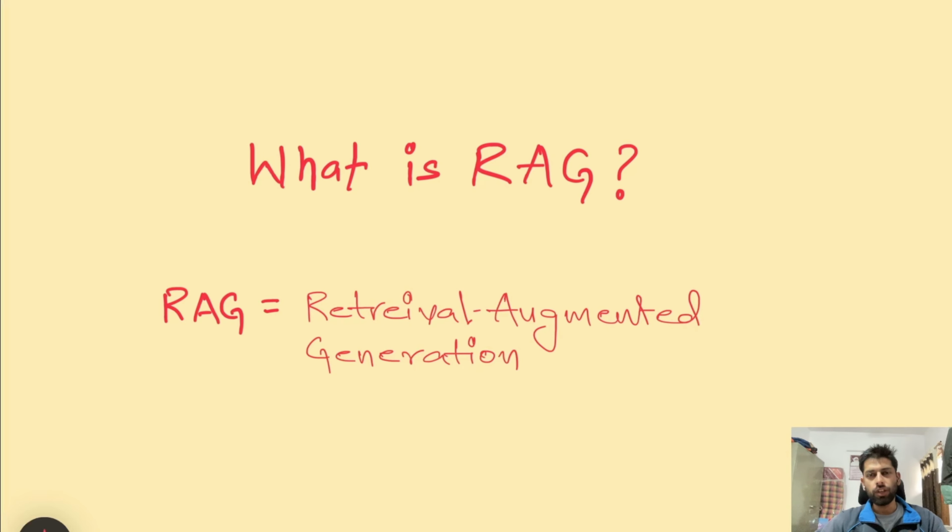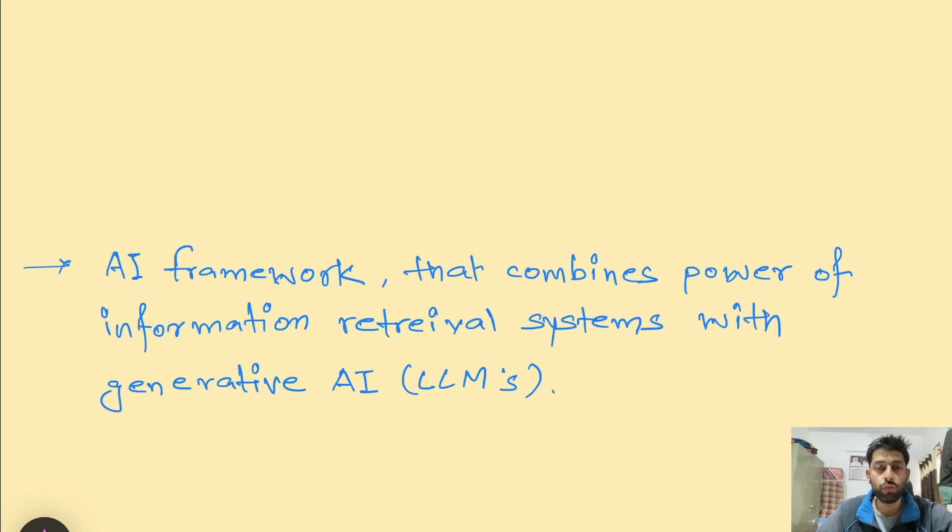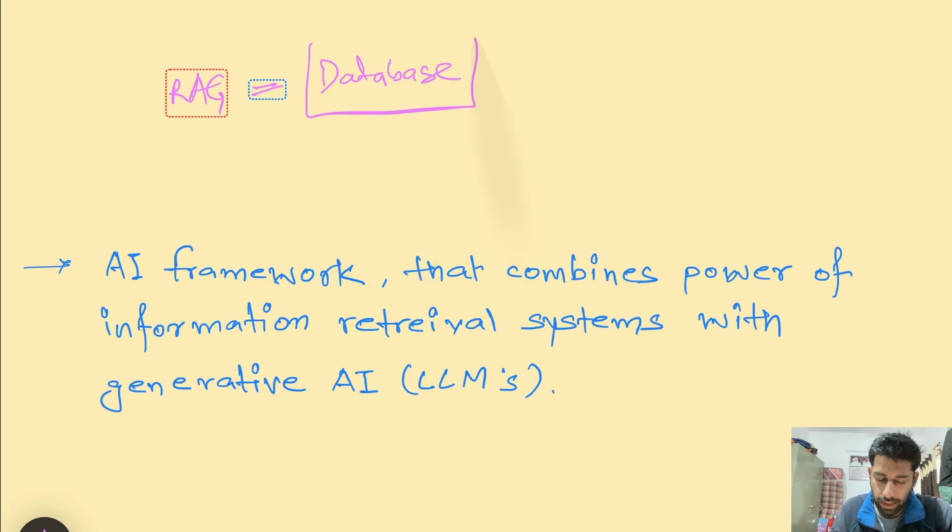Today we are going to learn about what is RAG, Retrieval Augmented Generation. So what is RAG? RAG is an AI framework that combines the power of an information retrieval system, which is nothing but a database, with generative AIs, which are LLMs. RAG is a combination of a database, an information retrieval system, along with an LLM. So this is what RAG is.